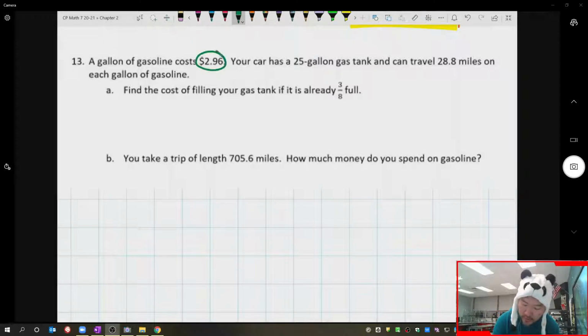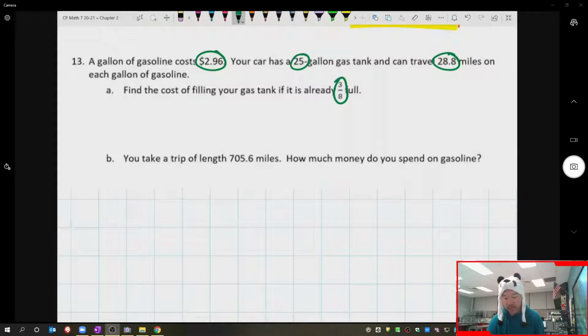So let's circle our key numbers to make sure that we have an idea of what we can use. Okay, I'm starting with A and then we'll move on to B, but it says we need to find the cost of filling the gas tank if it's already 3/8 full. So in this case, we got to use a little bit of logic. If the car already has 3/8 of a tank, that means we only have to fill the rest of the tank. So I'm going to put it right here. We are going to fill 5/8 of a tank because remember, 1/1, or 8/8 in this case, is a full whole number. So if 3/8 is full, we only have to fill the empty part, which is 5/8, and that's key. That's the first thing.